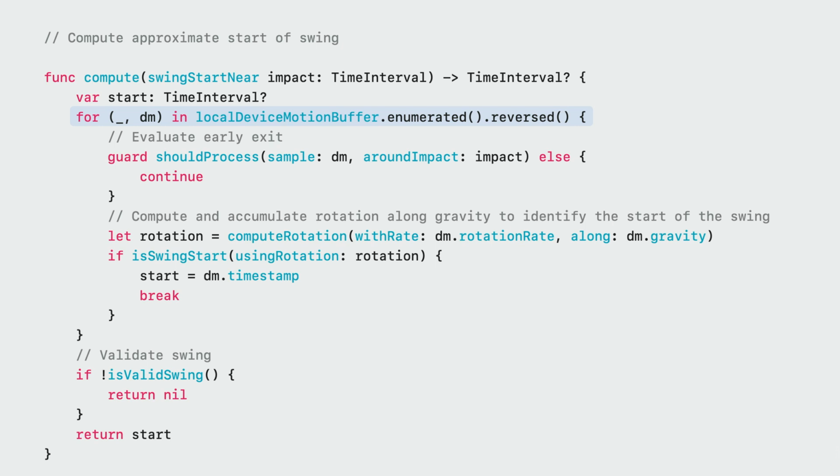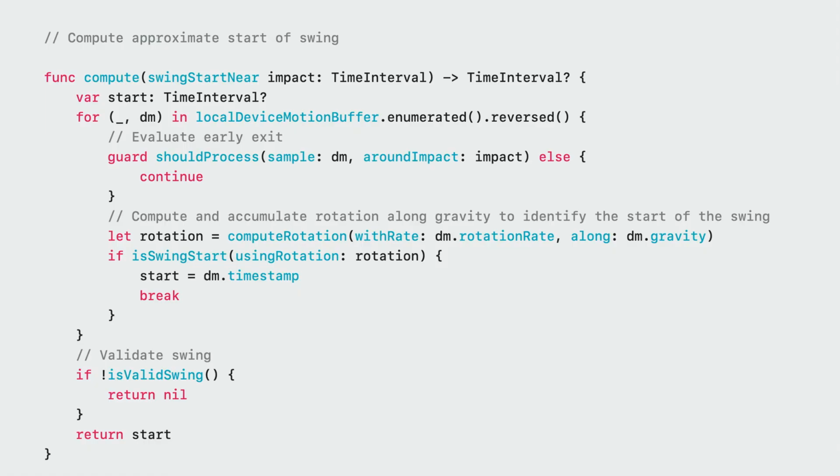Since I know the start of the swing must precede the impact, I can run a series of "should process" checks before processing each sample in the buffer. This can include a timestamp check to confirm the device motion sample is from before the impact time. I can also put bounds on the swing duration.